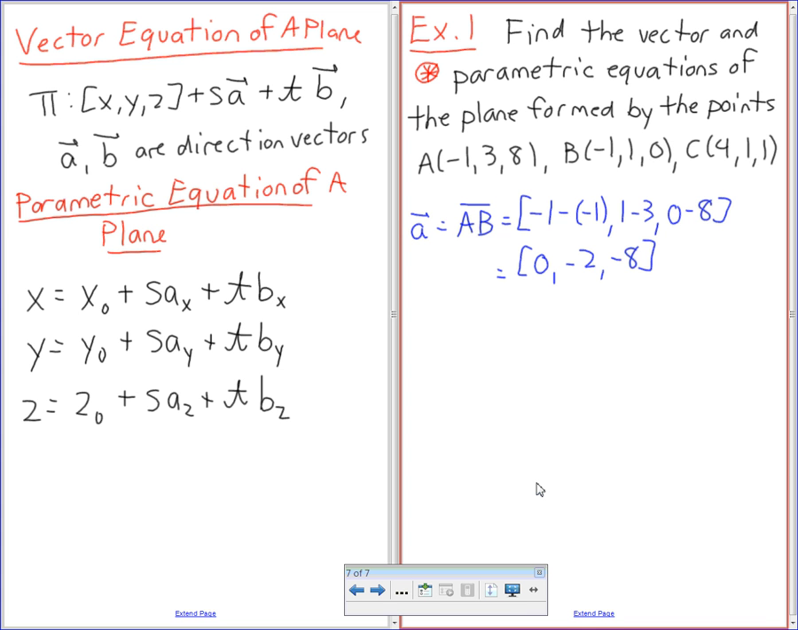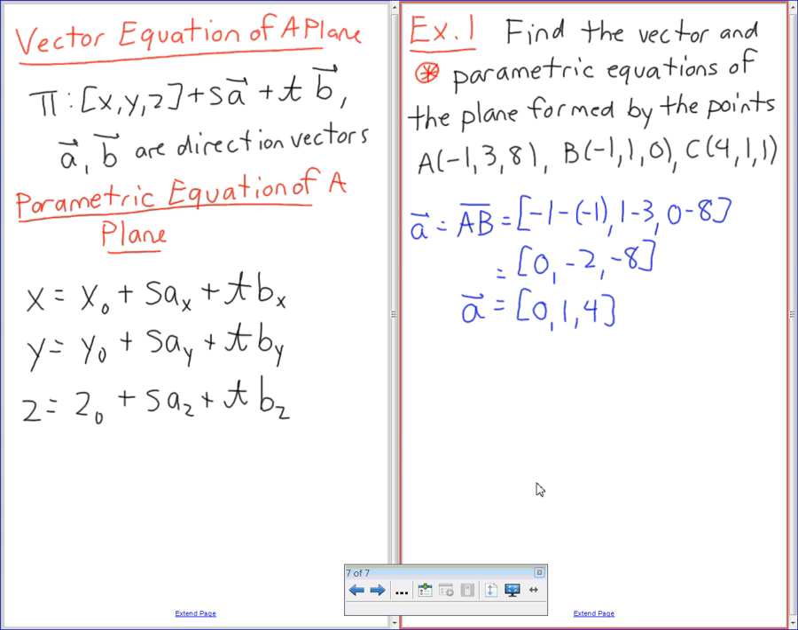Can someone give me an equivalent direction vector that will make me happier? How can I do a 0, -2, and -8? What's a nicer one than that? It's a direction vector. What's even better than 0, -2, -8? 0, 1, 4, okay? So I'm going to say vector A, which is my first direction vector, is 0, 1, 4.